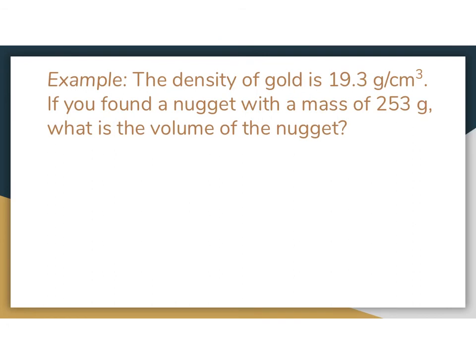All right, this one's a little trickier. This time they're telling us that the density of gold is 19.3 grams per centimeter cubed. And you find a nugget with a mass of 253 grams, and you need to figure out what the volume is. So I am solving for volume, so this is going to be my question mark. I'm given that I have this mass, and I have a density of 19.3 grams per centimeter cubed.